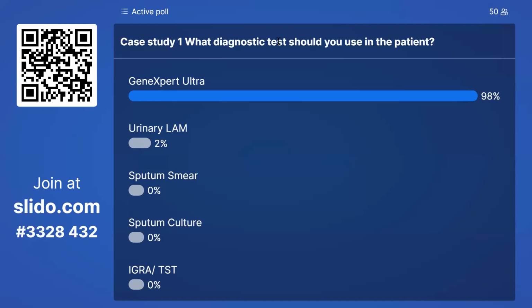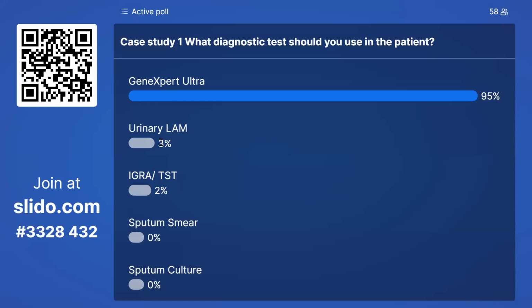I can't tell who's voting for this, but this goes through private and public sector. So even if you're a gynae working in the private sector, you still need to apply the following tests. This patient shouldn't be sent for a smear. She should be sent for a Gene Expert Ultra. Urinary LAM, I haven't told you about her CD4 count yet. I will in the next slide.